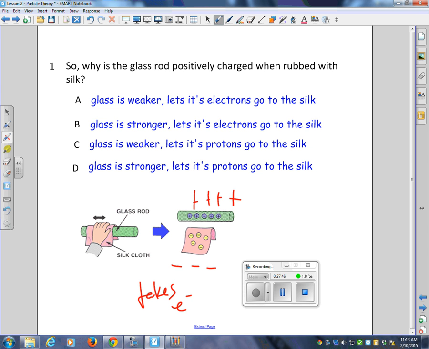Now, first of all, can we get rid of C and D? How come? Because it says protons. Because protons don't move, right? Okay, so it's either A or B. Which one takes the electrons? The one that's negative. The silk is stronger, which means the glass is weaker. You're going to see that question on the test. So remember.